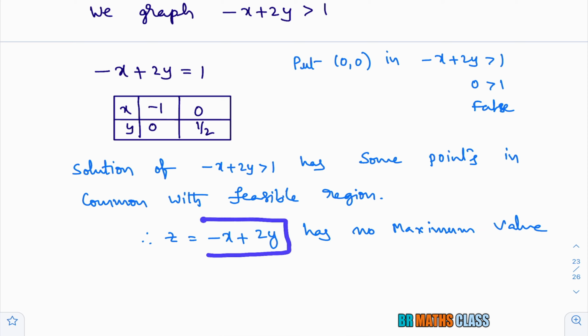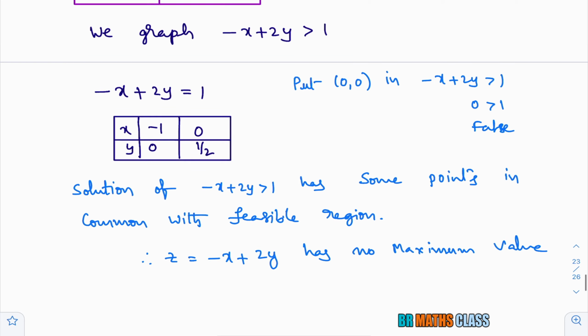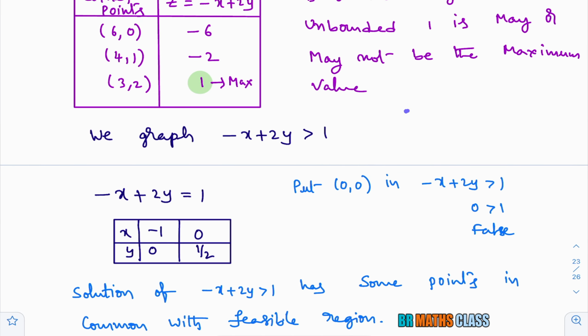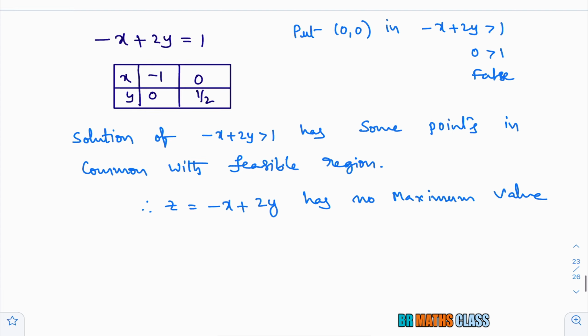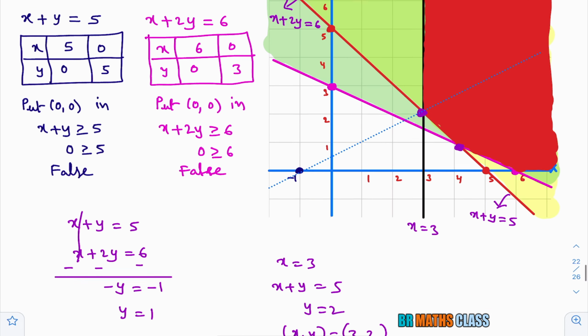Till now, in whatever problems we did, z greater than m had no point in common with the feasible region. Then we said from the corner point table that 1 is the maximum value. But in this problem, there are points common to z greater than m and the feasible region. If we get this, then we say that there is no maximum value or no minimum value, based on what they are asking. As they are asking for the maximum value, we say that there is no maximum value. I hope you understand the solution of this problem.